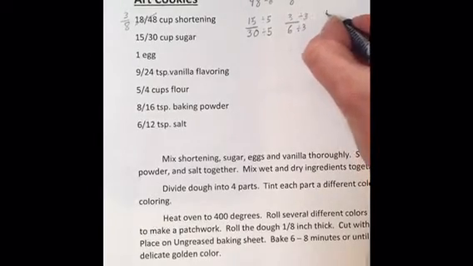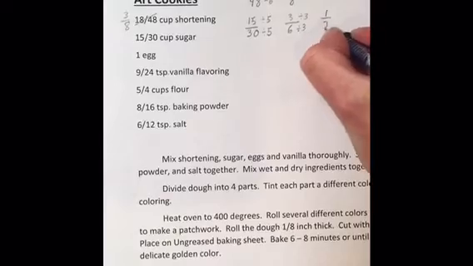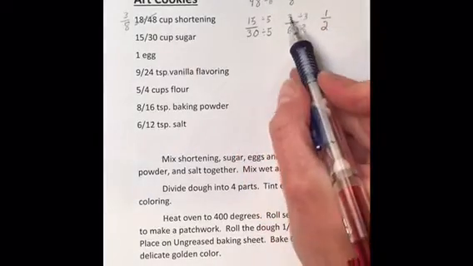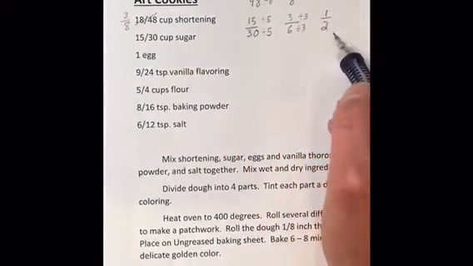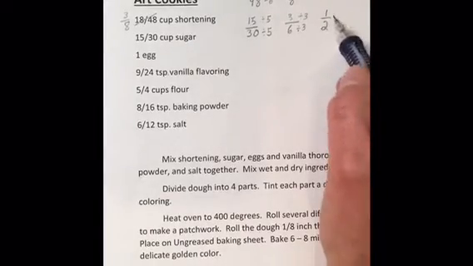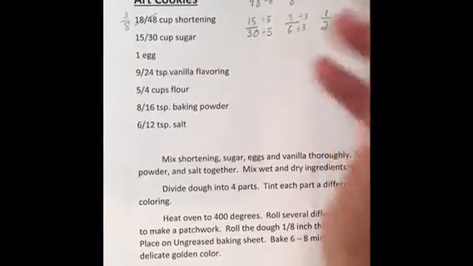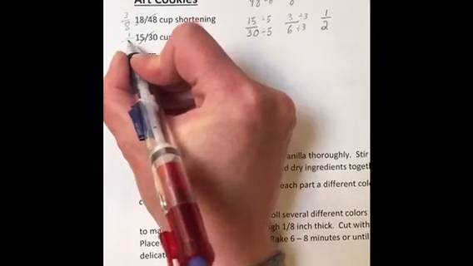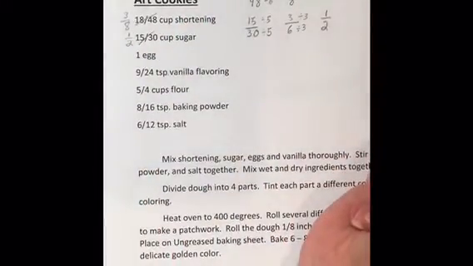3 divided by 3 is 1. 6 divided by 3 is 2. So 15/30, 3/6, and 1/2, those are all equivalent fractions, but 1/2, I have that measuring cup. So I can put in 1/2 cup of sugar. Luckily, I only need 1 egg. I didn't want to have to be dividing an egg up.